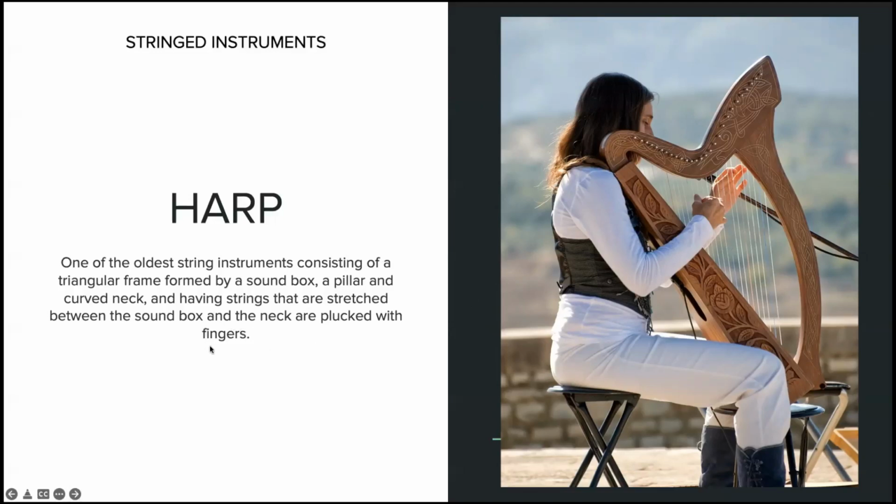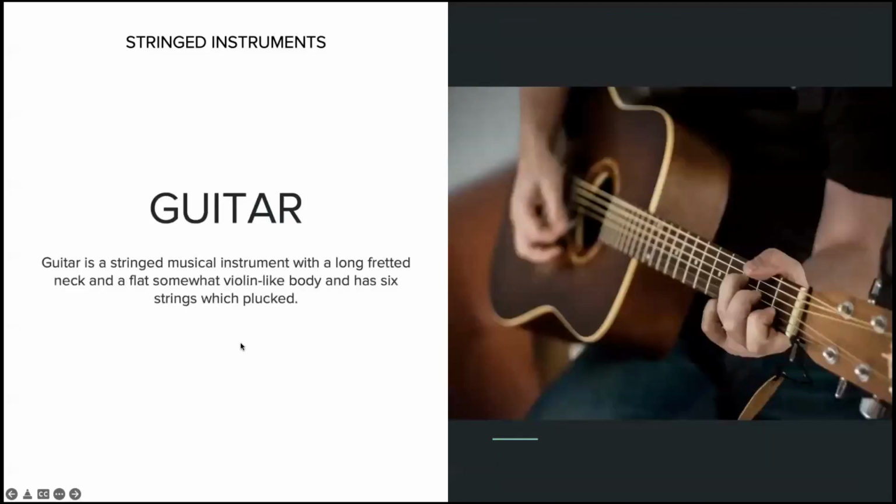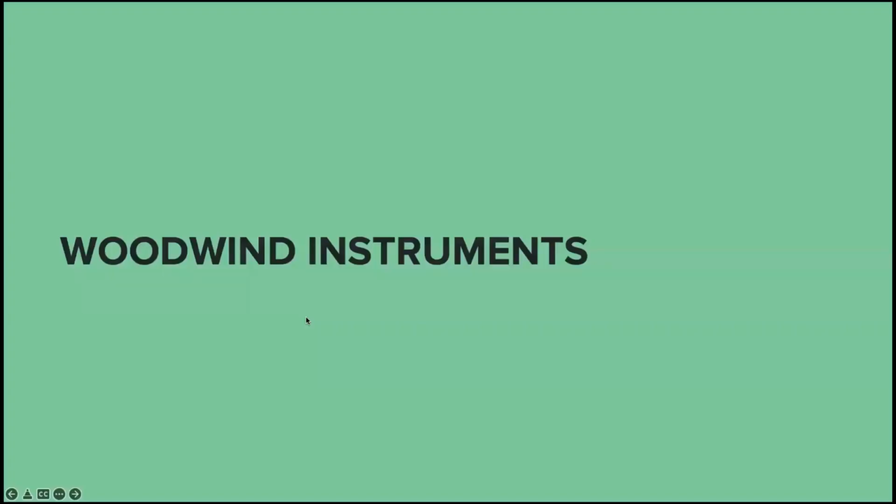Next is guitar. This one is very common to us. Probably you have this in your house, the guitar. Guitar is a string musical instrument with a long fretted neck and a flat, somewhat violin-like body and has 6 strings which you pluck. Okay. Now let's talk of the second one, the woodwind instruments.